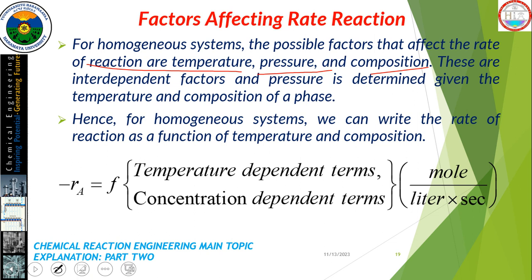Normally for homogeneous systems, we consider the rate of the reaction in relation with temperature, pressure, as well as the composition. These are interdependent factors, and the pressure is determined given the temperature and the composition of a phase. Hence, for homogeneous systems, we can write the rate of reaction as a function of temperature and composition, which means that it is written as a function of temperature dependent terms and concentration dependent terms.